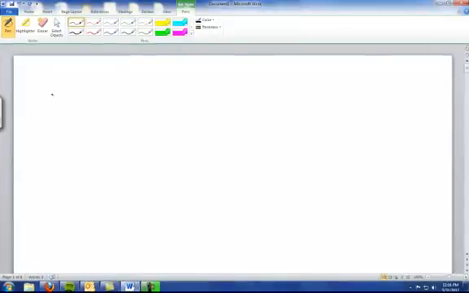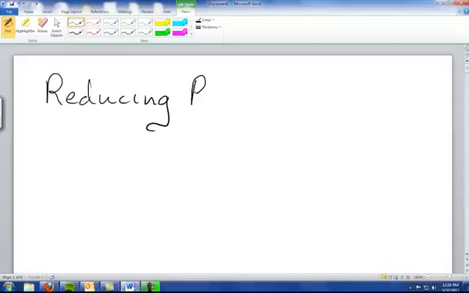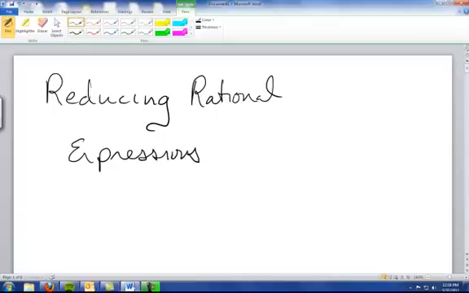Okay, what I'd like to look at now is rational expressions. It will be the topic of these next couple of videos. And I want to look at specifically reducing rational expressions. And this is very similar to the notion of reducing fractions in the real numbers.